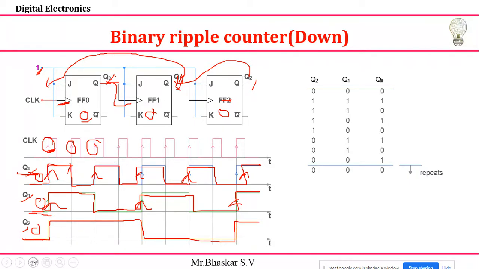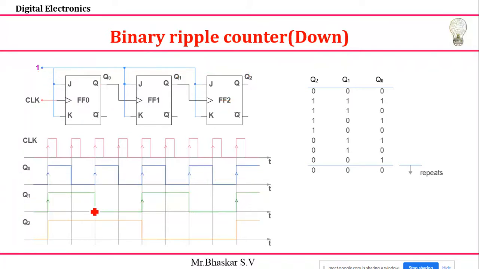Similarly, just write the waveform. Just see what waveform I'm going to get finally. You can see this is the waveform that I'm getting here. Clear about this one, how I'm getting these values Q0, Q1, Q2? I'm only taking the positive edges. Is it clear?